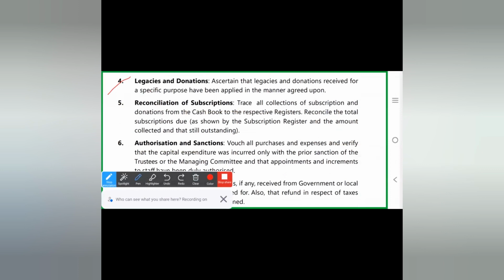Yes, ma'am. So legacies are gifts, okay, which are given. Yeah. Legacies and donations received for specific purpose have been applied in the manner agreed upon.